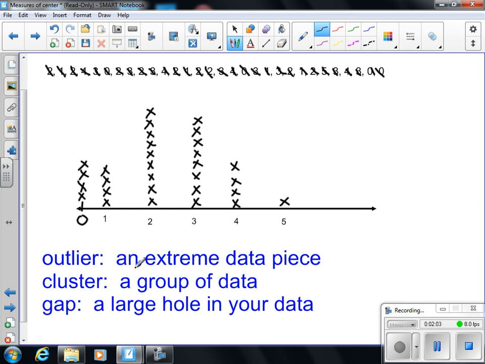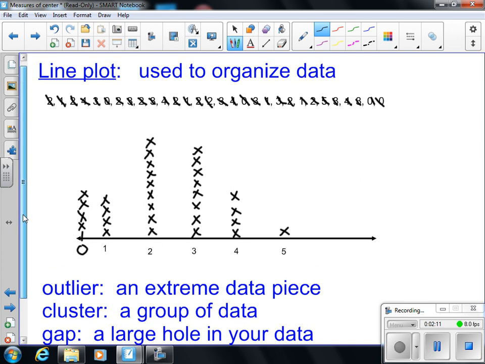An outlier is an extreme data piece. In other words, it kind of just doesn't fit the rest of it. Now, I would not say that in this case 5 is an outlier. If this is saying how many TVs you have in your house, and I had somebody that said they had 10 TVs in their house, that would be considered an outlier. And you would maybe do 5, 6, 7, 8, 9, 10, and you would have maybe a little star out here showing that that is an outlier.